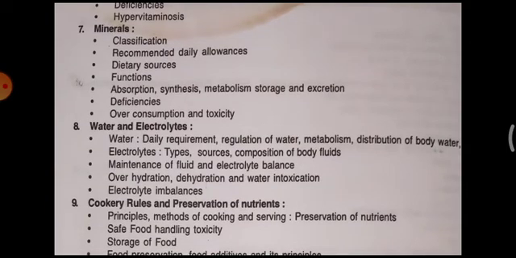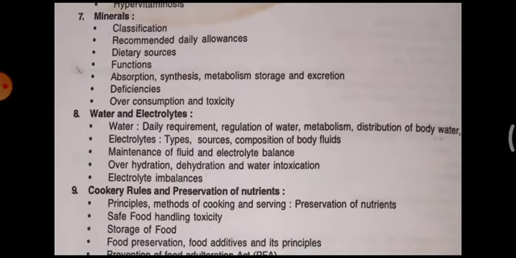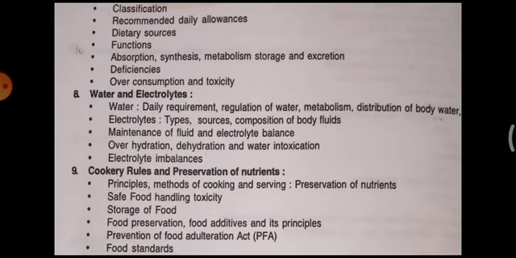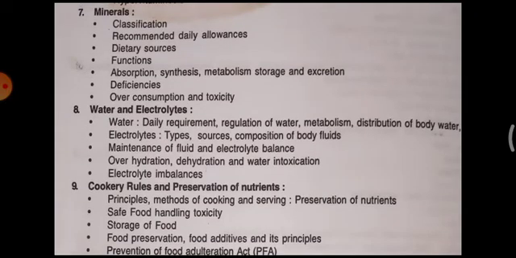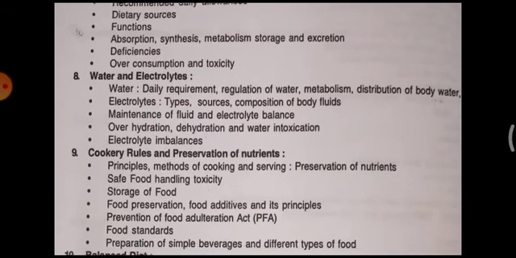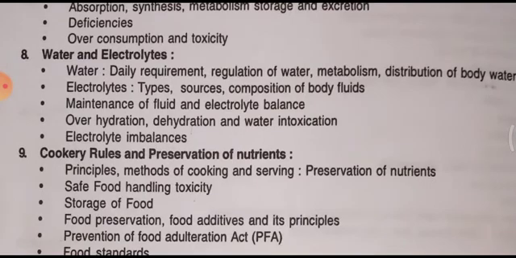There are different types of minerals. What are the sources and their functions, and how they are absorbed and metabolized in the body, and deficiency are also discussed in the chapter. Next is water and electrolytes, along with all these macronutrients.